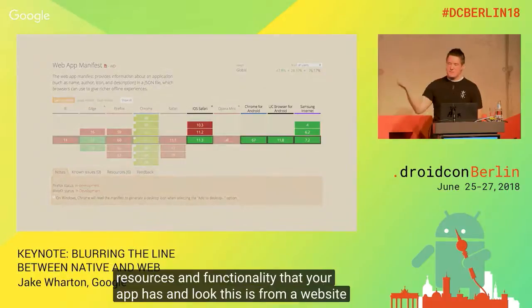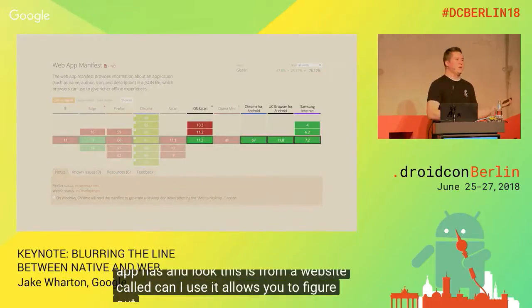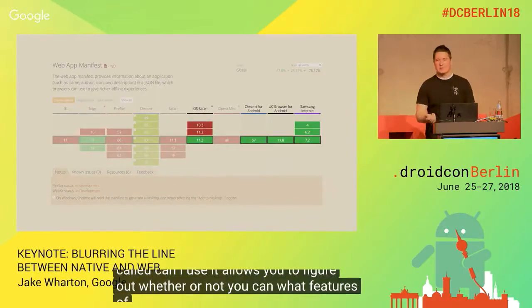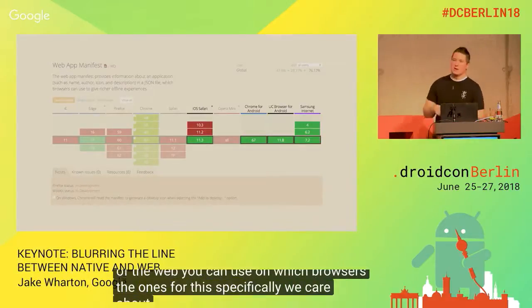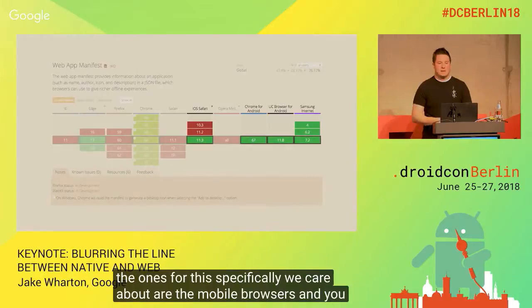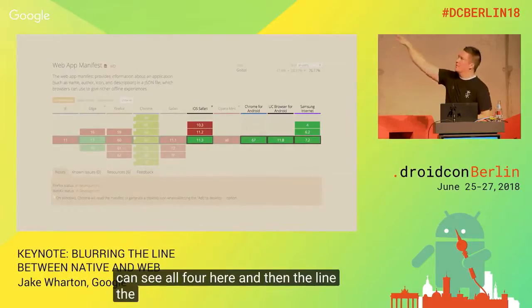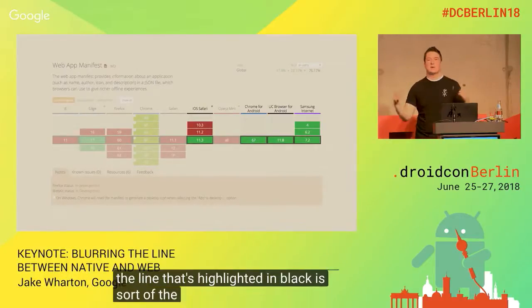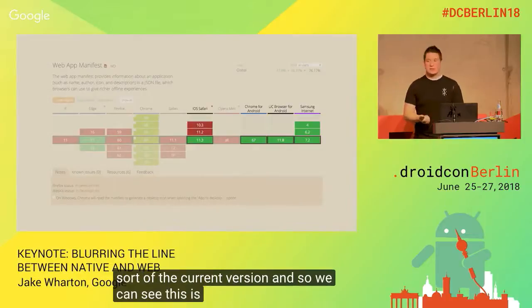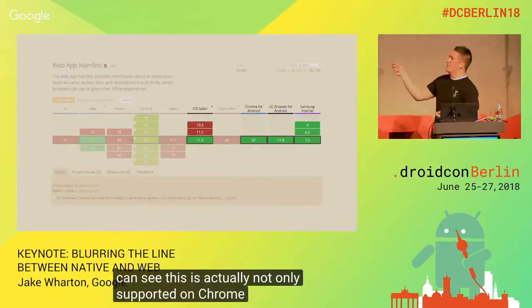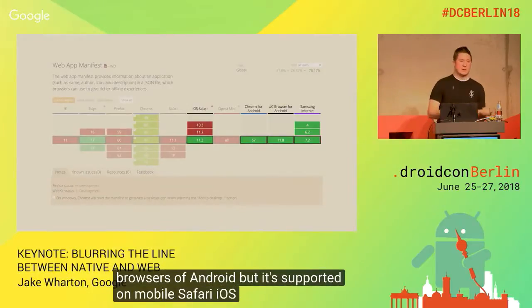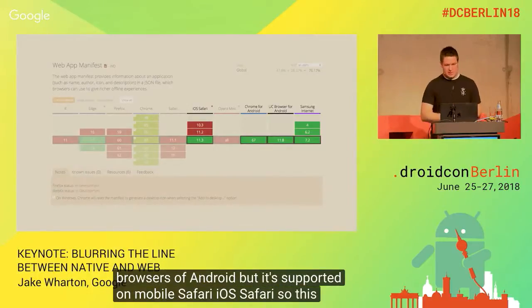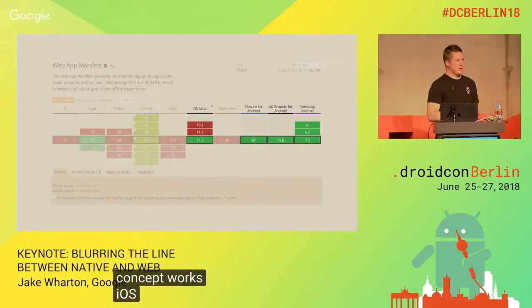And this is from a website called Can I Use? It allows you to figure out what features of the web you can use on which browsers. The ones we specifically care about here are the mobile browsers. You can see all four here, and the line that's highlighted in black is sort of the current version. So we can see this is not only supported on Chrome and the other browsers on Android, but it's supported on mobile Safari, iOS Safari. So this concept works on iOS as well.